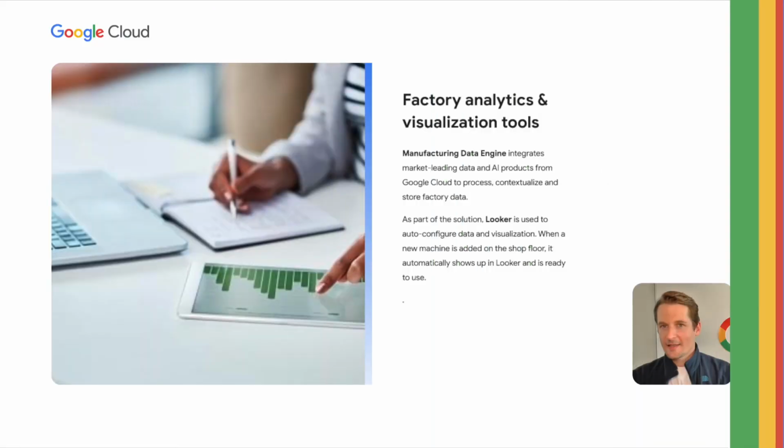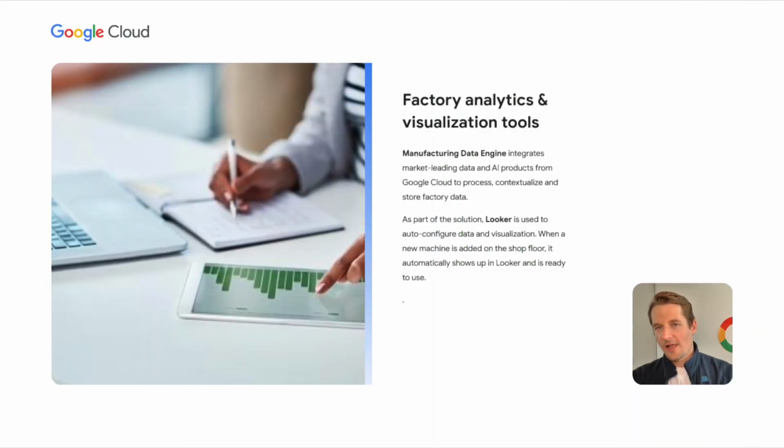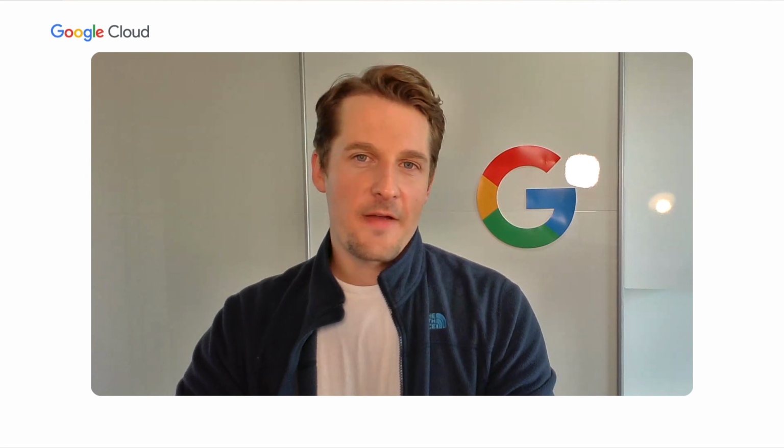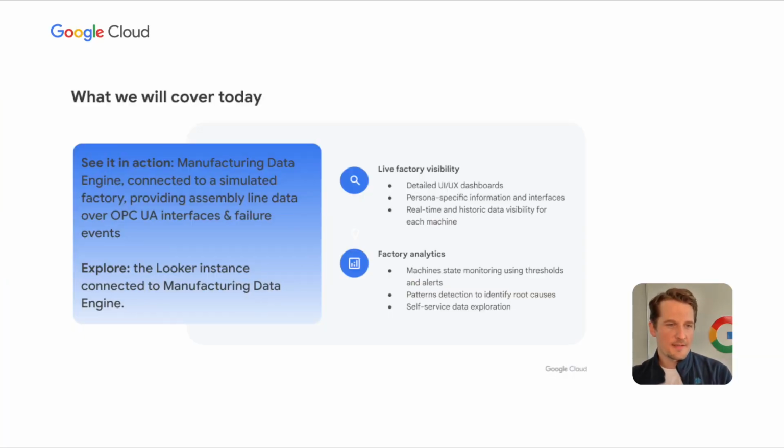Using its market-leading AI and data products, Google Cloud created an end-to-end solution for processing, contextualizing, and storing factory data. The solution leverages key Google Cloud products, including Cloud Dataflow, Looker, BigQuery, and Pub/Sub. For today's demo, we've set up a simulated factory that generates synthetic data and exposes it over OPC UA interfaces. We've also deployed an instance of Google's manufacturing data engine and connected it to the simulated factory.